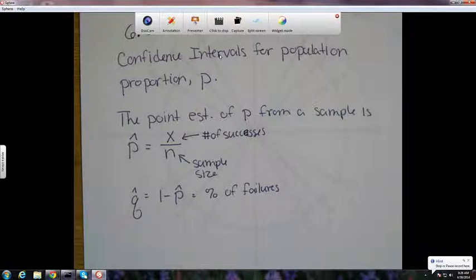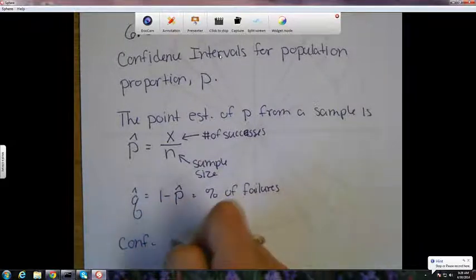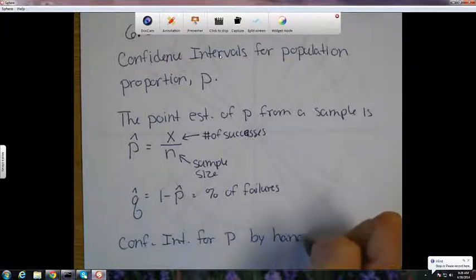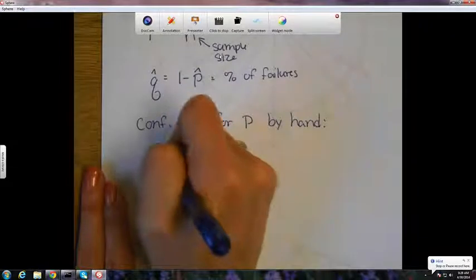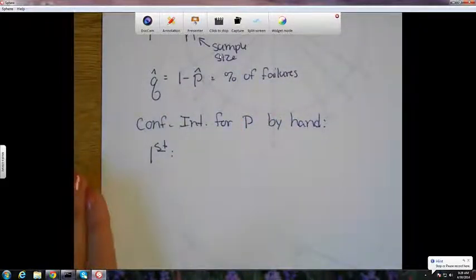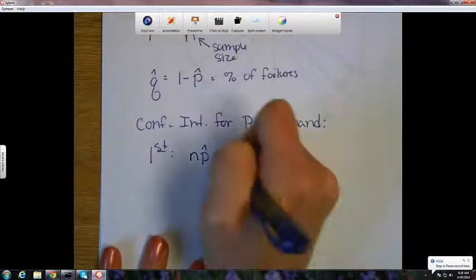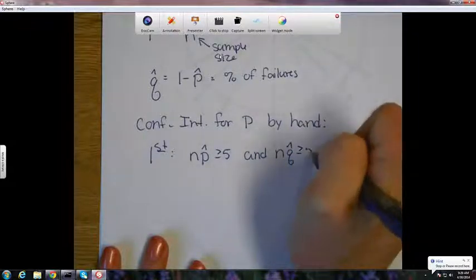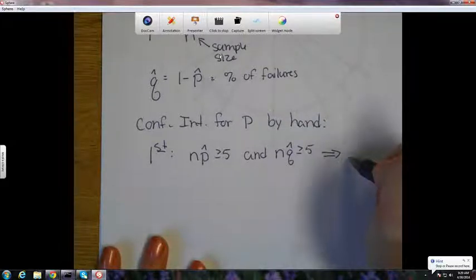Okay, so the confidence interval for P by hand. This one's a little bit longer. Okay, first step. It's not the magic number of 30 on these ones. You have to make sure the sample size is big enough, and it's very much like our last section in the last chapter, where we have to check N times P hat has to be greater than or equal to 5, and so does N times Q hat. If both of these happen, then the sampling distribution is normal, and we can move on.